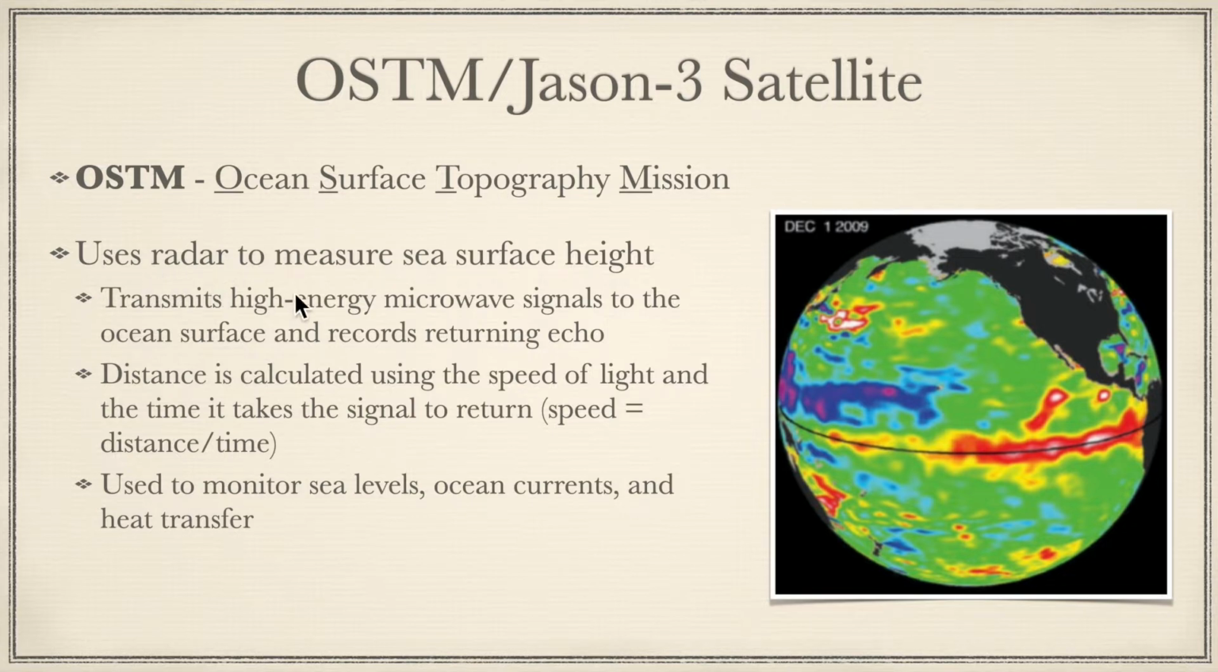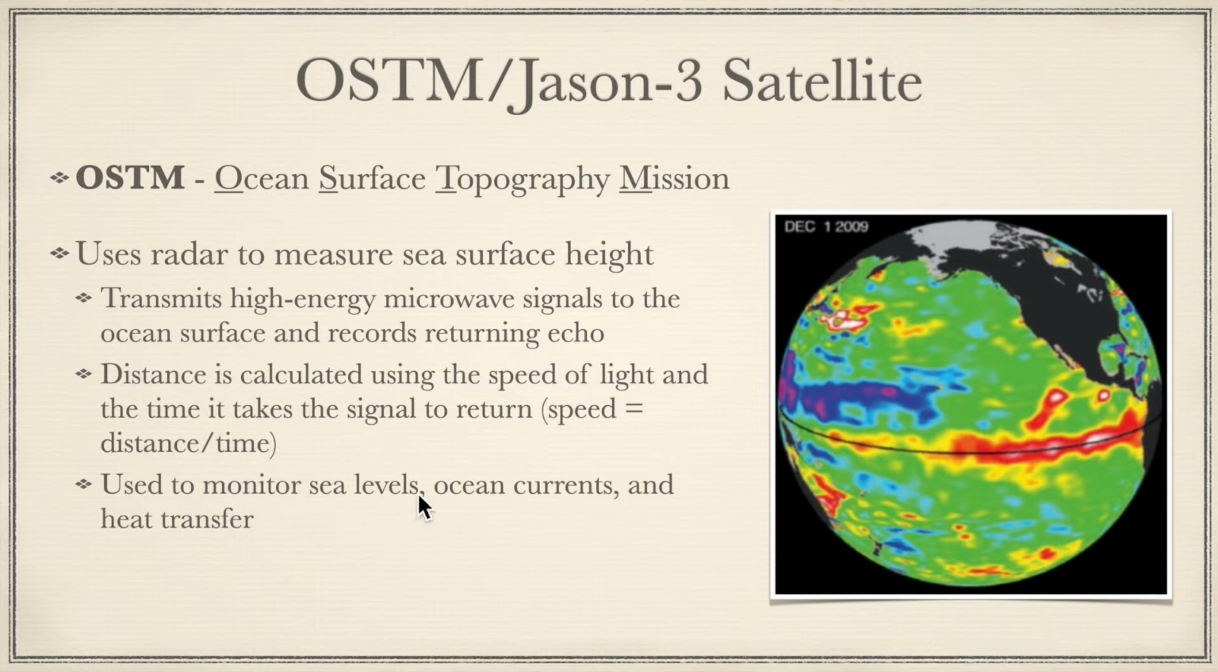This does use radar to measure sea surface height. So it transmits high energy microwave signals, which radar uses, to the ocean surface and then records the returning echo. And then the distance is calculated using the speed of light and the time it takes the signal to return. Speed is equal to distance over time. So if you know how long it took for the signal to go down and come back, and you know how fast the light travels, then you can calculate your distance.